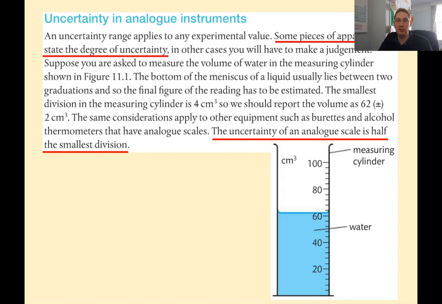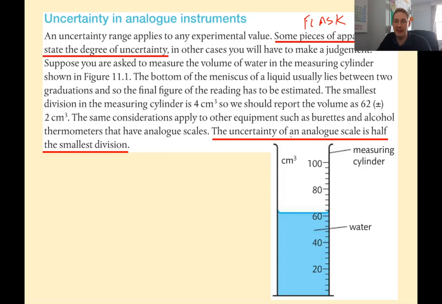When you are trying to work out the uncertainty, some of them tell you what the uncertainty is, and things like volumetric flasks will have the actual uncertainty written on them. So they'll have a number like plus or minus 0.06 centimeters cubed.